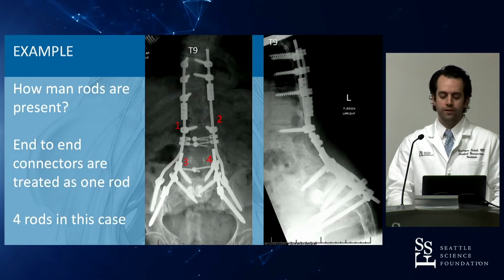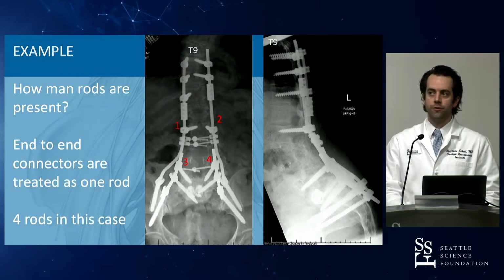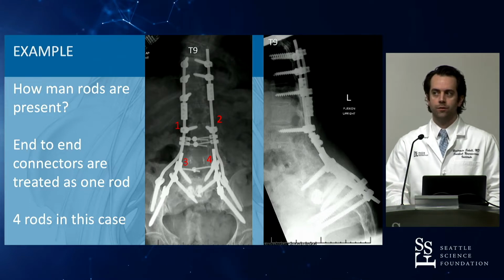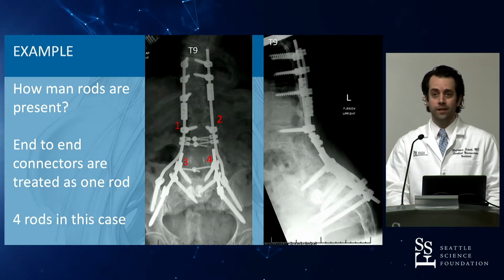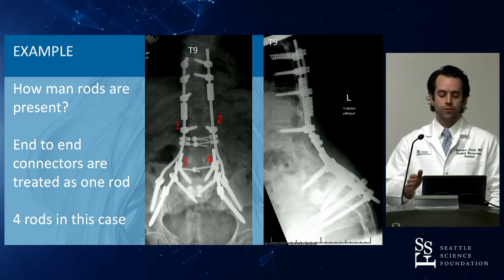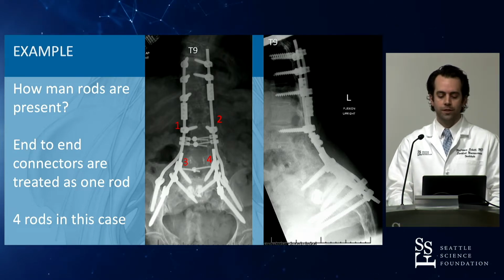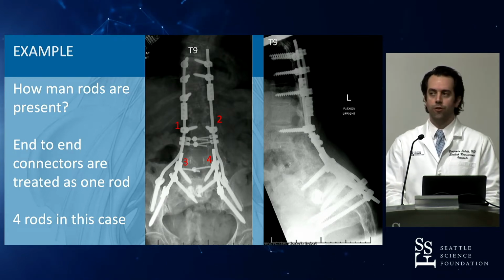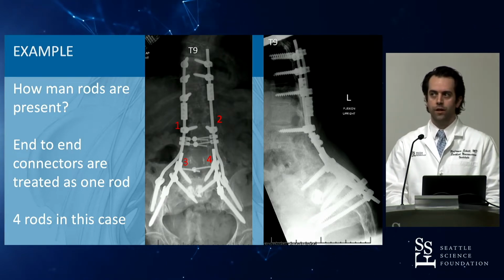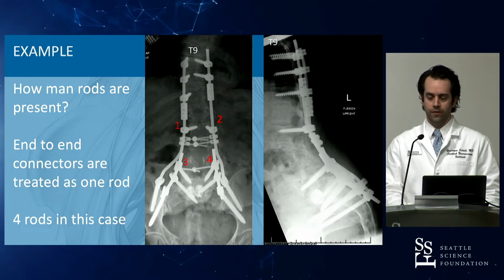So the first question is, how many rods are present? You can see through here, through the red numbers, you have rods 1, 2, 3, and 4. We do not count end-to-end connectors; we try to use them as biomechanic constructs. We also don't count the cross connectors. So in this particular case, there are 4 main rods. So we've answered that question.